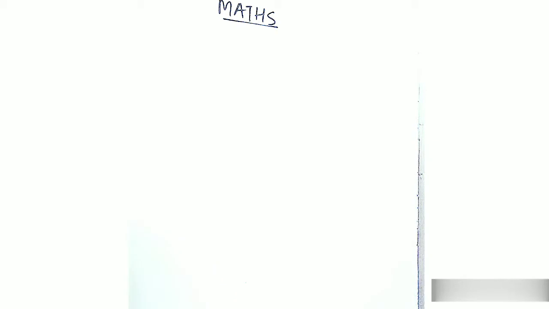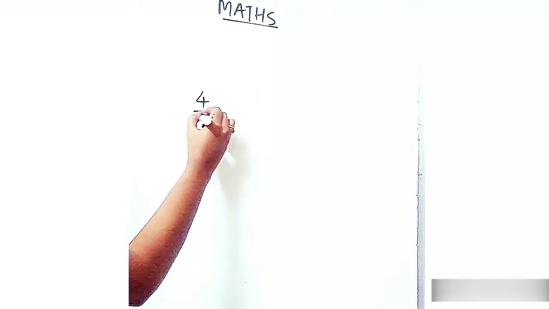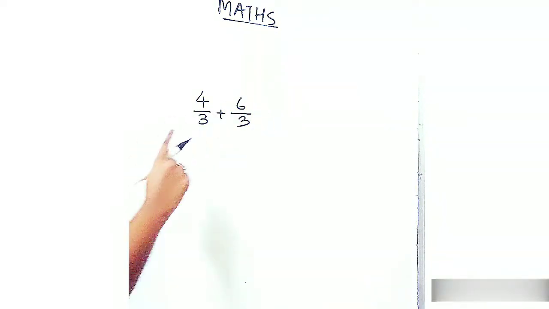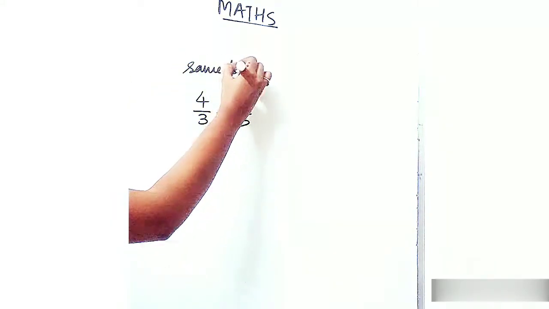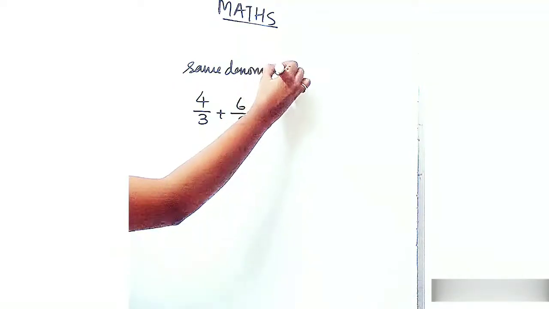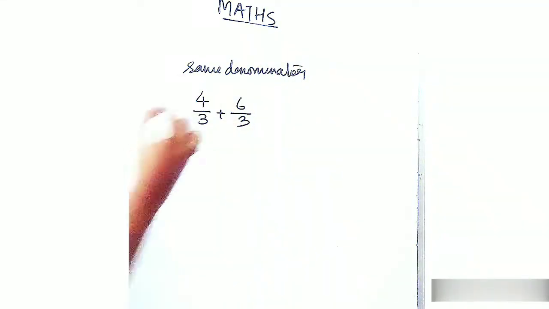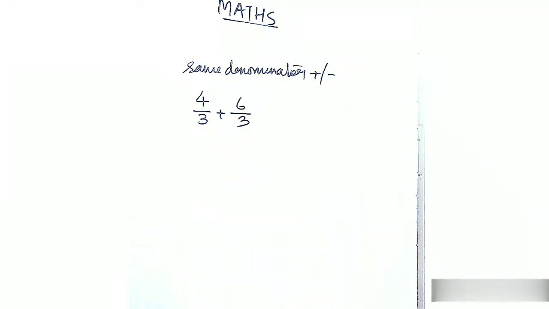If I want to add, I'll take a simple fraction, 4 upon 3 plus 6 upon 3. Now always remember, when the denominators are same, then only we can add. Same denominator is the first condition. Then only you can add and subtract. If the denominators are different, you cannot add or subtract the fractions.